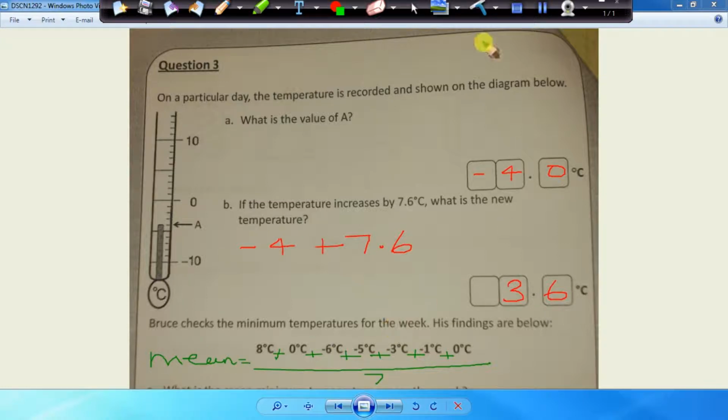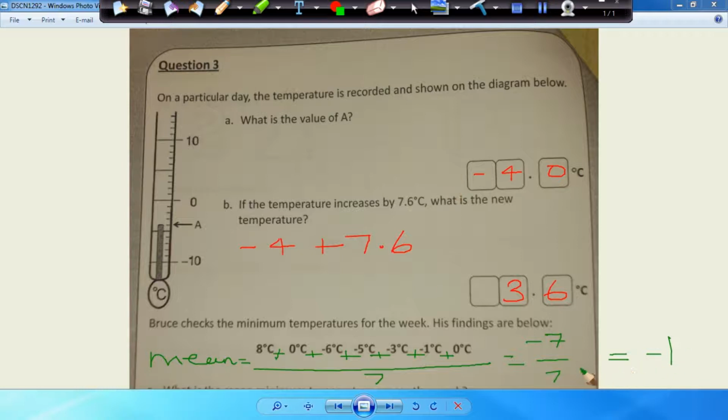Okay, right, let's add all this up. 8 add nothing is 8. 8 take away 6 is 2. 2 take away 5 is minus 3. Minus 3 minus another 3 is minus 6. Add minus 1 gives you minus 7. And then we divide it by 7, and the answer is minus 1. That's the answer we've just done, so here's A, B, this is answer C.